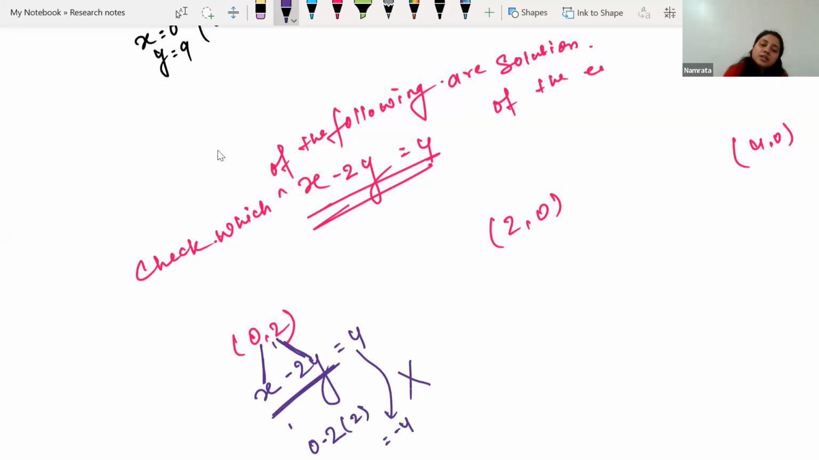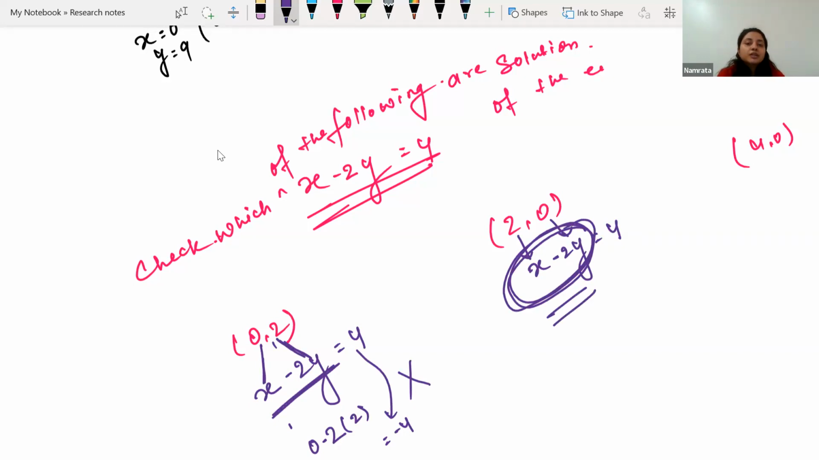What about (2, 0)? Let's check it. x minus 2y is equal to 4. We substitute the x value and the y value, and then calculate on this part only. After working over here, we must get 4. If we get 4, the point (2, 0) is a solution. If we are not getting 4, it's not a solution. It is not satisfying our equation. So if you substitute 2 minus 2 into 0, we get 2 minus 0, that is 2. We are not getting 4, so it is not a solution.